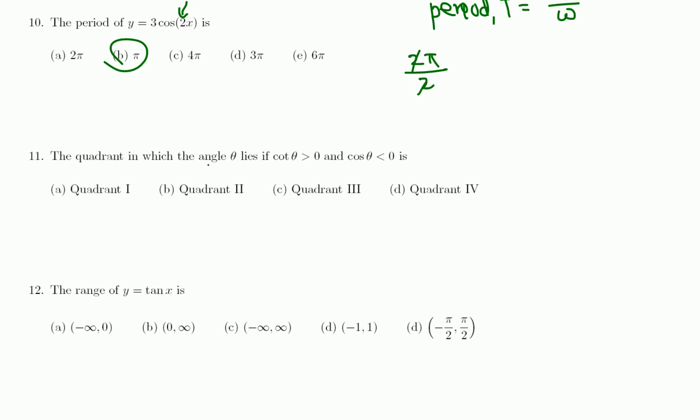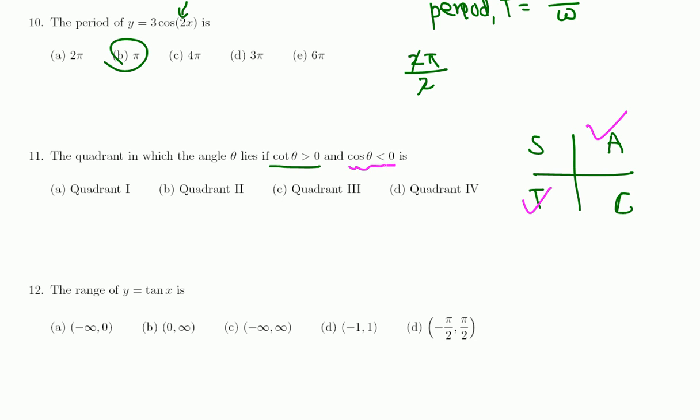The quadrant in which the angle theta lies, if cotangent is positive and cosine is negative. So 1, 2, 3, 4. Let's see. We know the rule, All Students Take Calculus: all trig functions are positive, sine and cosecant are positive, tangent and cotangent are positive, cosine and secant are positive. So we have cotangent positive, so that's either the first quadrant where all are positive, or the third quadrant where tangent and cotangent are positive. So the answer is either the first or third quadrant.